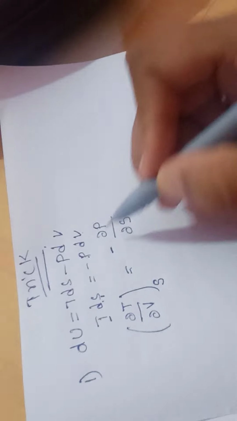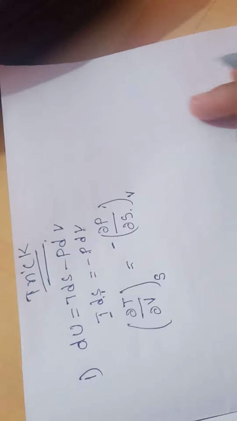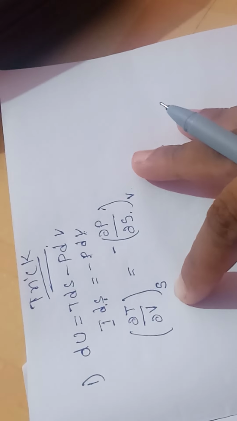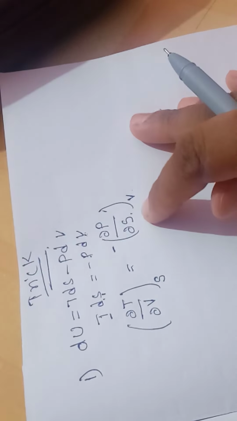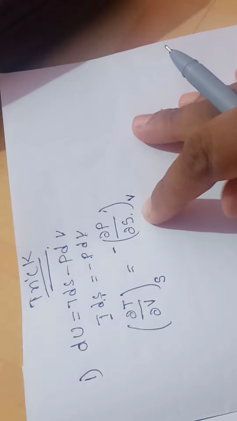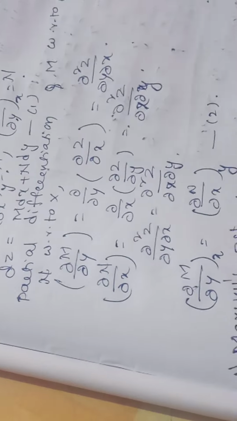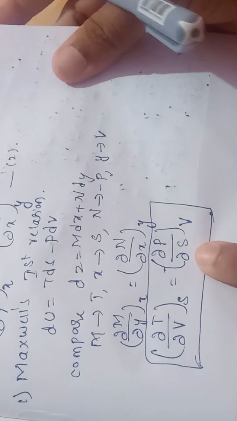in the denominator place, and then this V you write as constant. ∂T/∂V at S is equal to minus ∂P/∂S at V. Now let us see, is it correct or not? So what is Maxwell's first relation? ∂T/∂V at S is equal to minus ∂P/∂S at V. So that only we got, no?